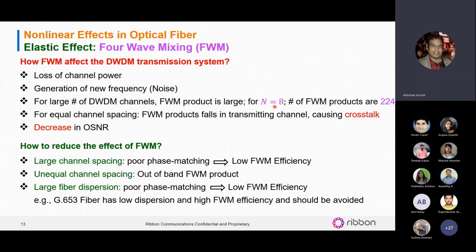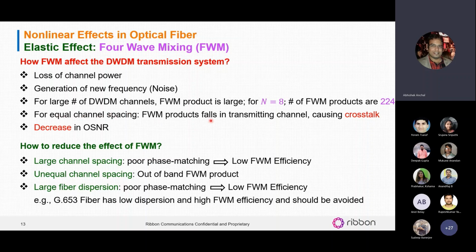So you can see n equal to 8, it became 224. n equal to 5, it was 50. n equal to 3, it was 9. So it increases hugely as n increases. Of course, not all of them are very efficient, but some of them could be very efficient and cause problems. One of the biggest challenges is to have equal channels in unequal channel spacing.